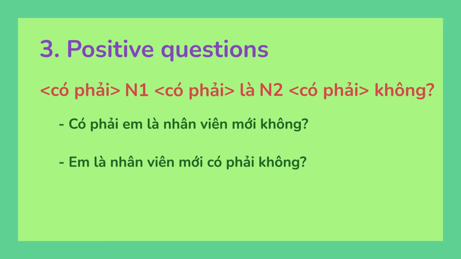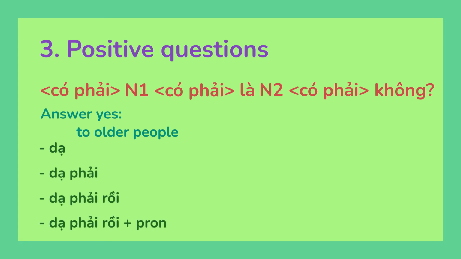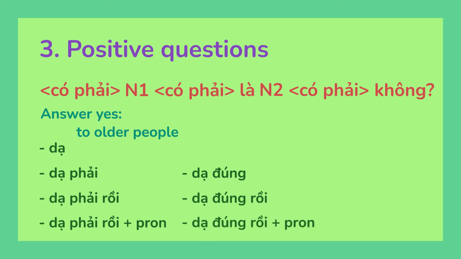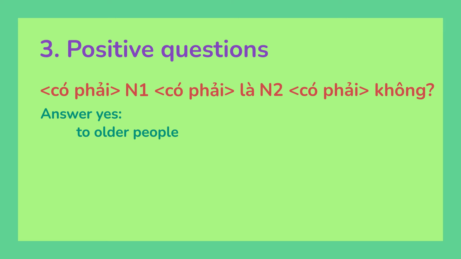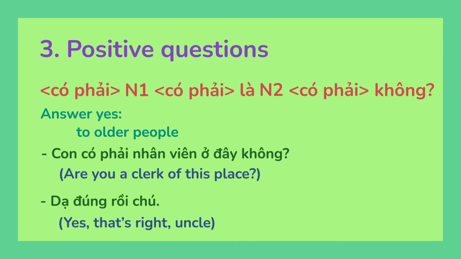So, now we're going to talk about how to answer this kind of question. If you are talking with an older person, you could answer dạ phải rồi, or dạ phải rồi plus pronoun. You could also substitute the word phải with the word đúng, which means correct, and say dạ đúng rồi, or dạ đúng rồi plus pronoun. For example, con có phải nhân viên ở đây không? Dạ đúng rồi chú.